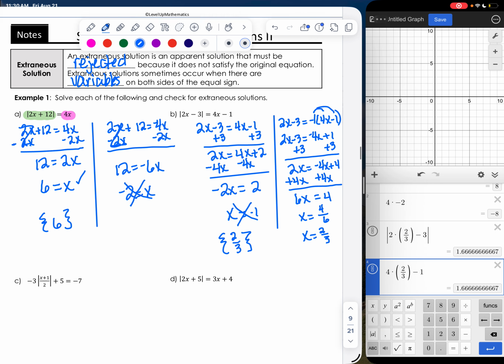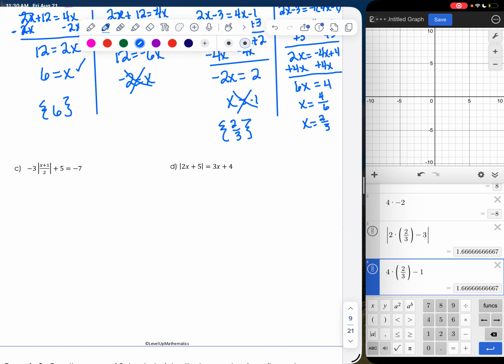All right, problem C. Negative 3 times the absolute value of x plus 1 over 2, plus 5 is equal to negative 7. Now, on this problem, we do not have any variables on the right side of the equation. So we only have a variable on the left side. So there's no risk to us having extraneous solutions here. So I'm just going to solve this like normal.